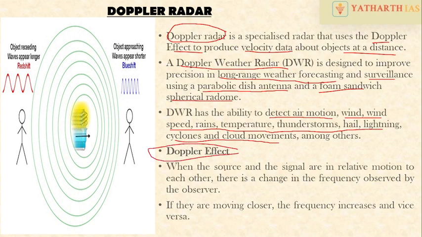So what is this Doppler effect? When a source and the signal are in relative motion to each other, there is a change in the frequency observed by the observer. So if they are moving closer, the frequency increases, and if they are moving further apart, the frequency decreases.